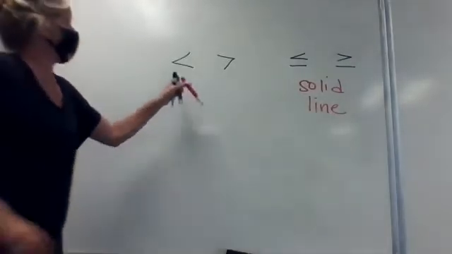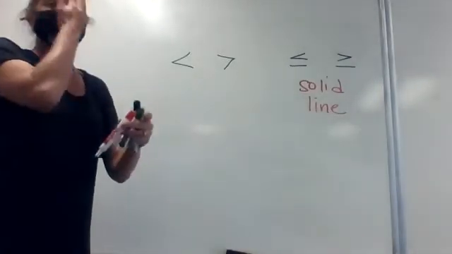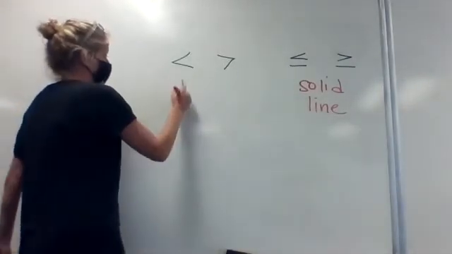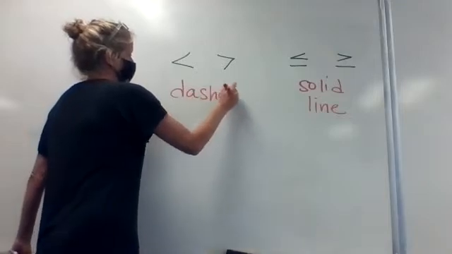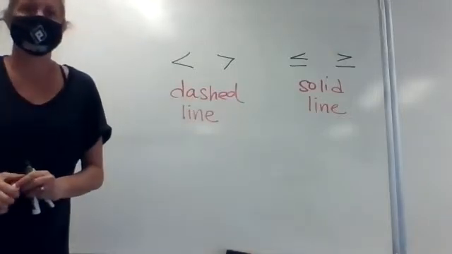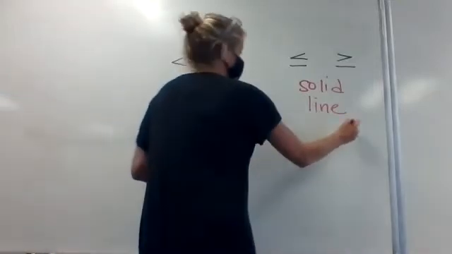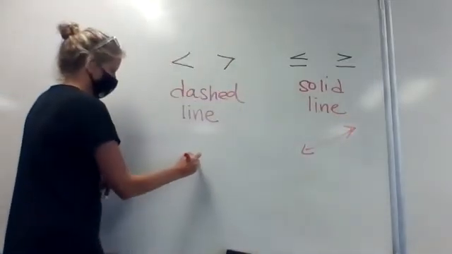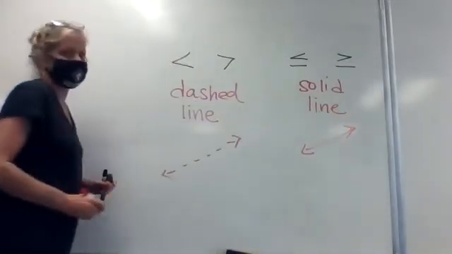Now, if you don't have the equal to bar, if you're just less than or greater than, you're going to use a dashed line. So instead of solid, it is going to be dashed.